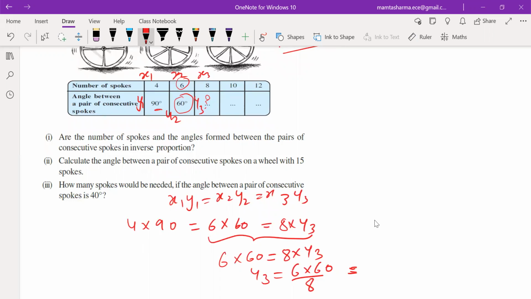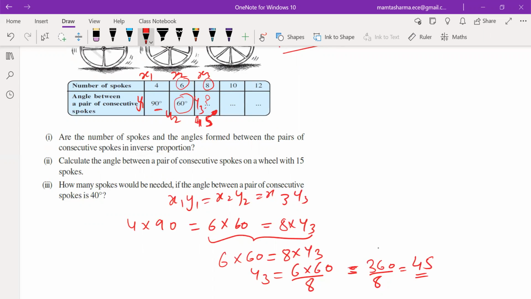Who was telling the answer? Yeah, tell me, Abhinav. Y3 would be? Ma'am, it's 45, 36 and 30. 45. After solving this, you will get 45, right? 360 divided by 8. Yes, this would be 45. So when the number of spokes is 8, the angle between them would be 45 degrees.